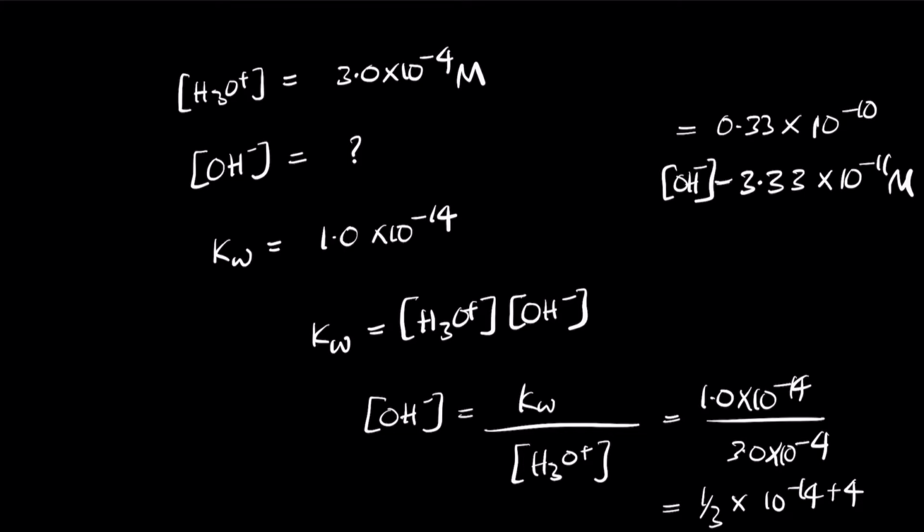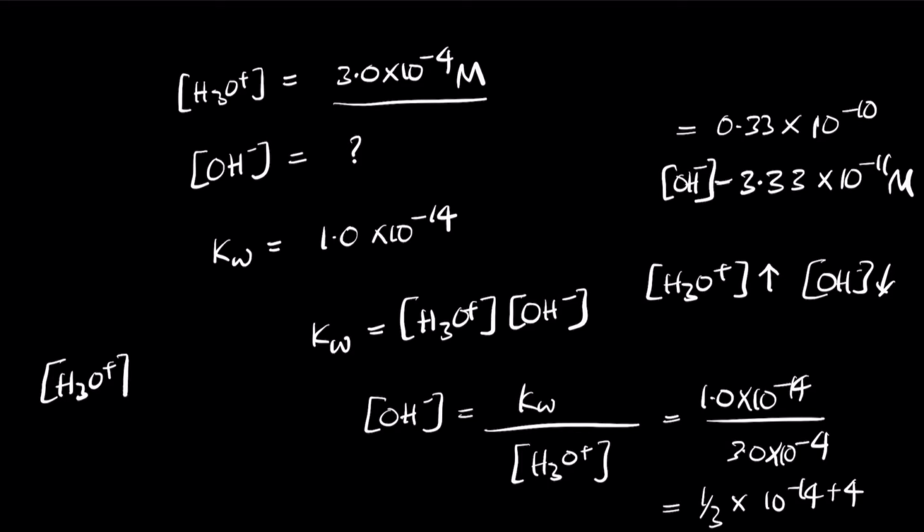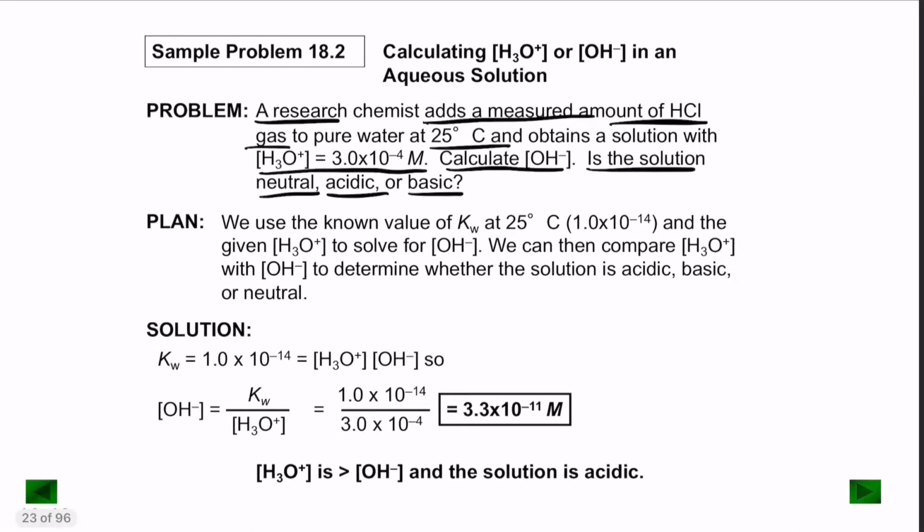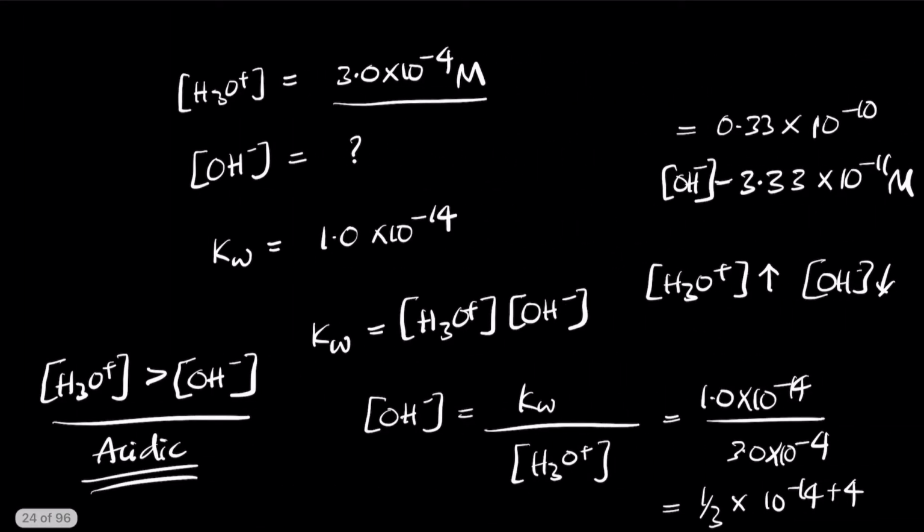Notice that the H3O+ concentration is high, which means that the OH- concentration is low. So when you compare H3O+ and OH-, notice here that H3O+ is greater than the OH- concentration. So this condition is generally when you have an acidic solution. So this here is an acidic solution. And this is how you can solve the problem to find the OH- concentration for the liquid that is given here.